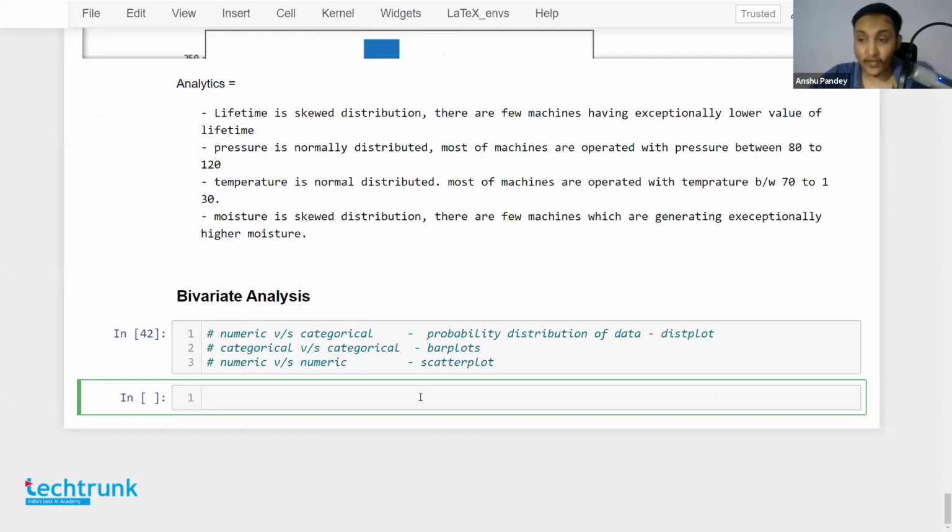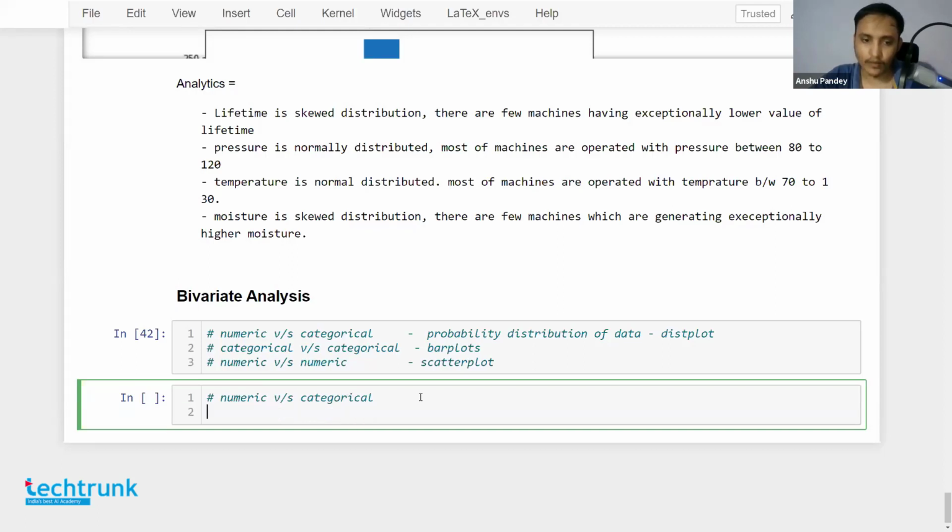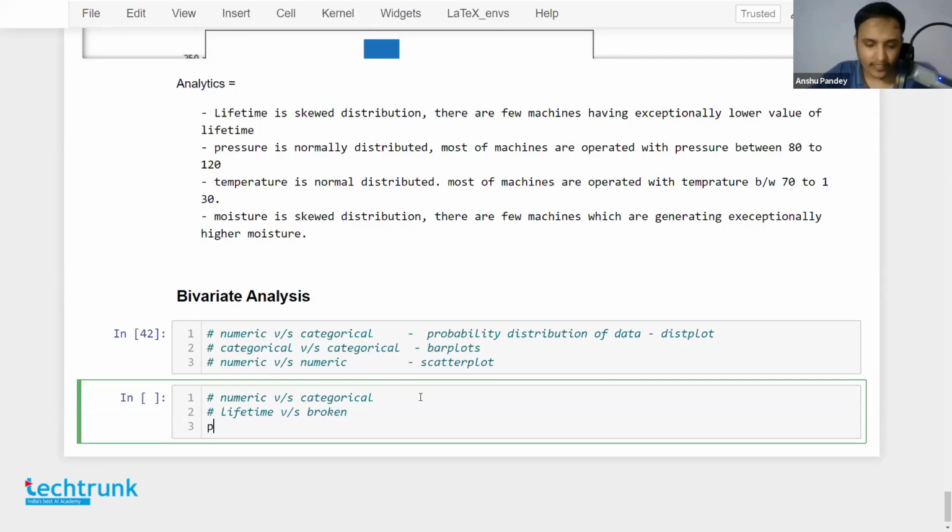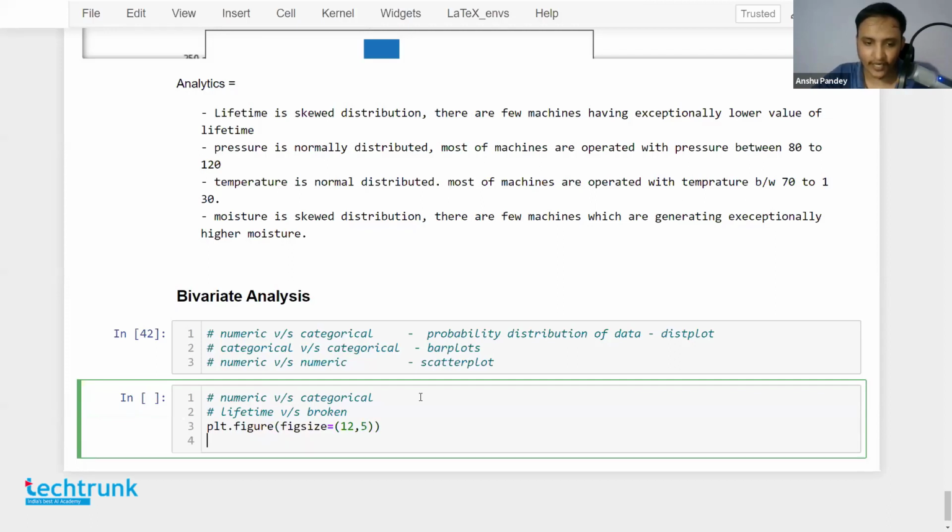Now let's say we're going to do similar analytics. First we're going to go for numeric versus categorical. As part of that, let's say lifetime versus broken. Broken is categorical, lifetime is numeric. So we can simply say plt.figure with figsize equals, let's say, 12 by 5, where 12 is the width of the graph and 5 is the height of the graph.